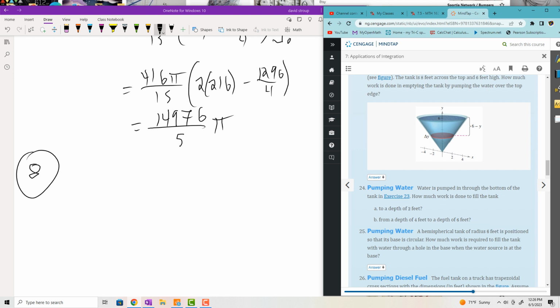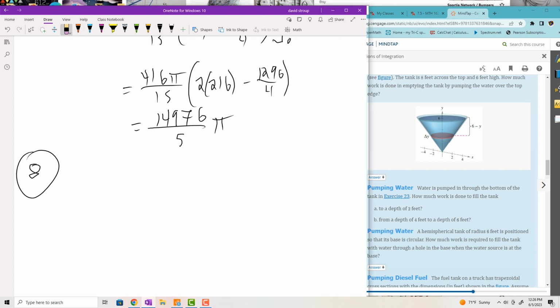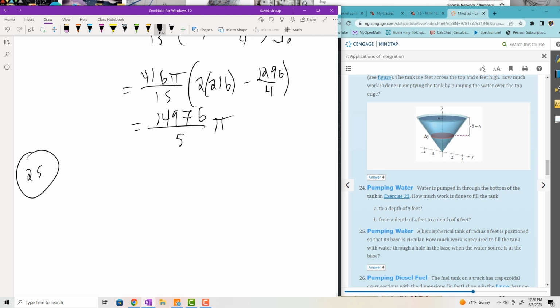So why don't you try number 25, see if you could pull that one off. So 25 is, rather than pumping stuff out of it, you're pumping stuff into it. So it's a little maybe weird. But 25, we have a hemispherical tank. So now the radius will be constant of 6 feet. So its base is circular. So radius is 1, 2, 3, 4, 5, 6.